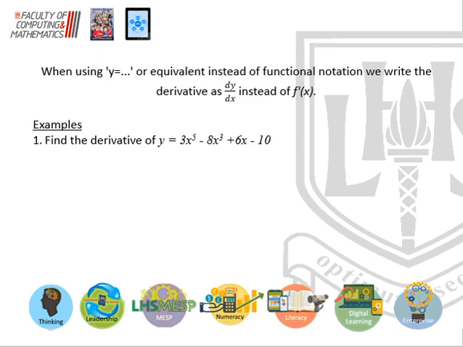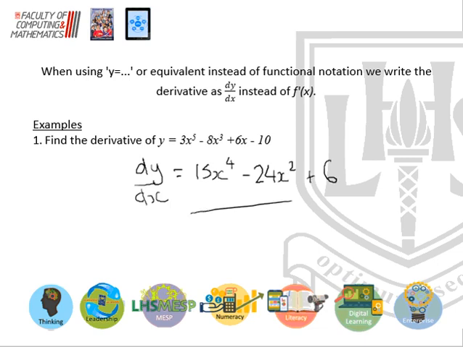Okay, so when using y equals or equivalent instead of functional notation, so that's f of x, we write the derivative as dy by dx, where it's in terms of x, instead of that f dash x. So looking at this one here, we've got find the derivative of y equals all this. So normally we would have f of x equals, and then we do f dash. Instead, this time we're going to do dy with respect to x, so dy by dx, and then just differentiate as normal. So 5 comes down, multiplies by the 3 to give 15x to the power 4. Then it's minus 24x squared plus 6. Okay, and that's it. Nothing else is changing here, just the different notation.